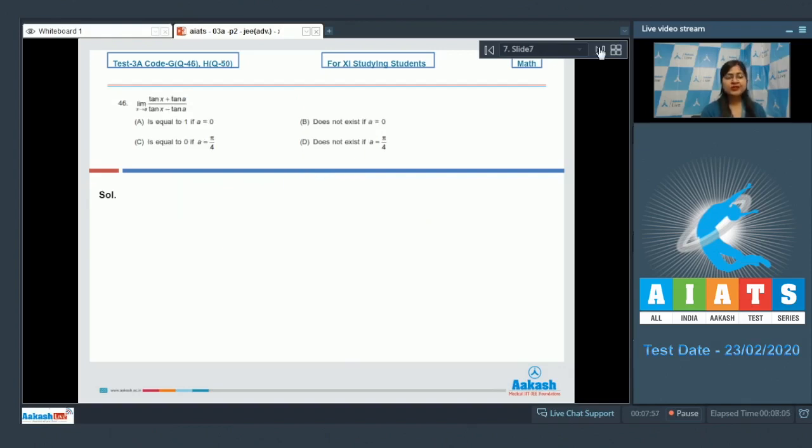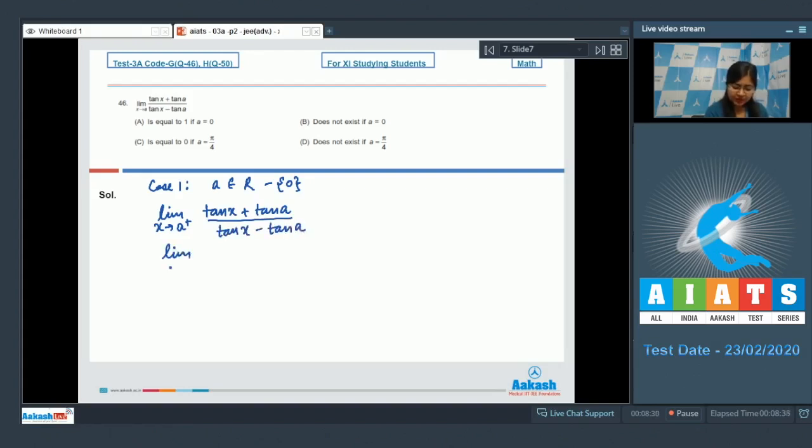So question number 46 says that limit x tending to a of (tan x + tan a) upon (tan x - tan a) is. Let's take case 1 when a belongs to R minus 0. So for this case, limit x tending to a plus, firstly let's find this, it is tan x + tan a divided by tan x - tan a.